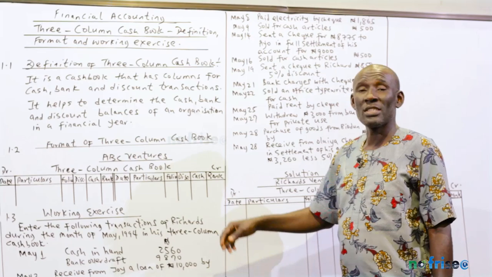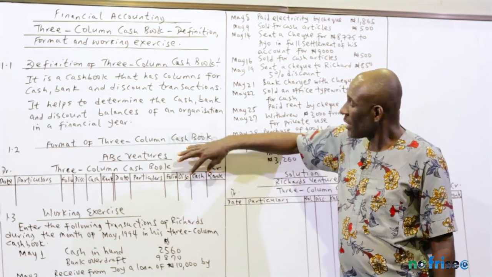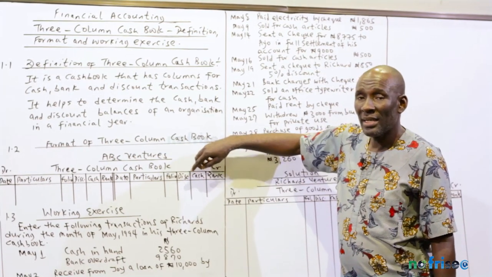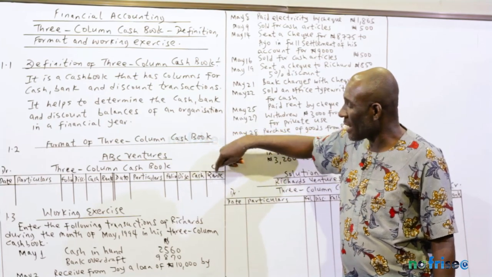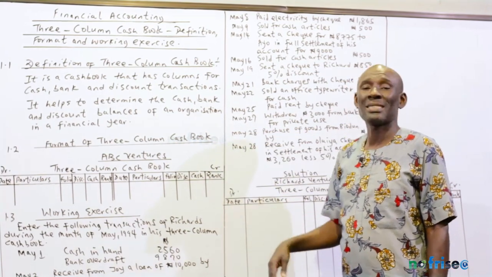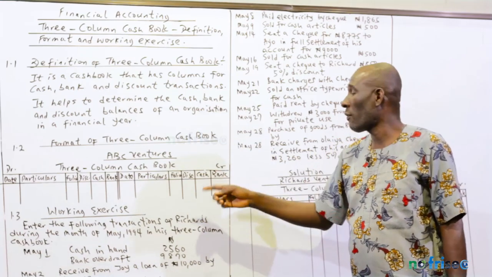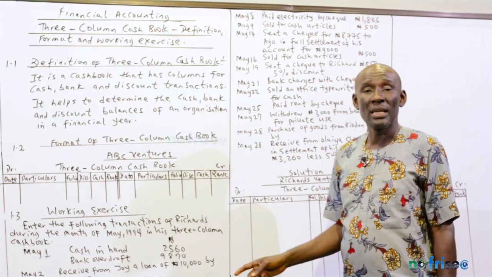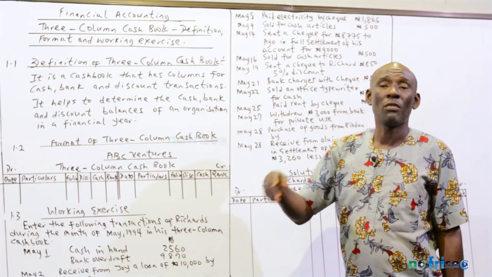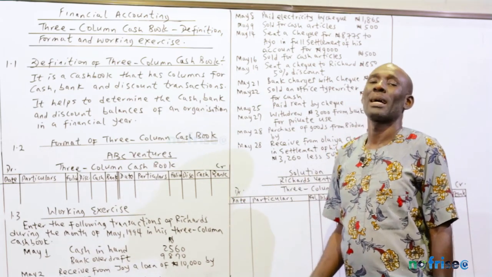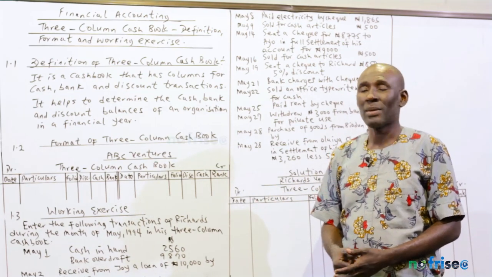Every transaction captured in three-column cash book is captured by the columns. As a matter of fact, it is known as three-column because the columns here are for discount, cash, and bank. That is where the financial transaction is recorded. Unlike the two-column that has columns for cash and bank only, and the one-column that has a column for cash or bank. So we are looking at three-column cash book.